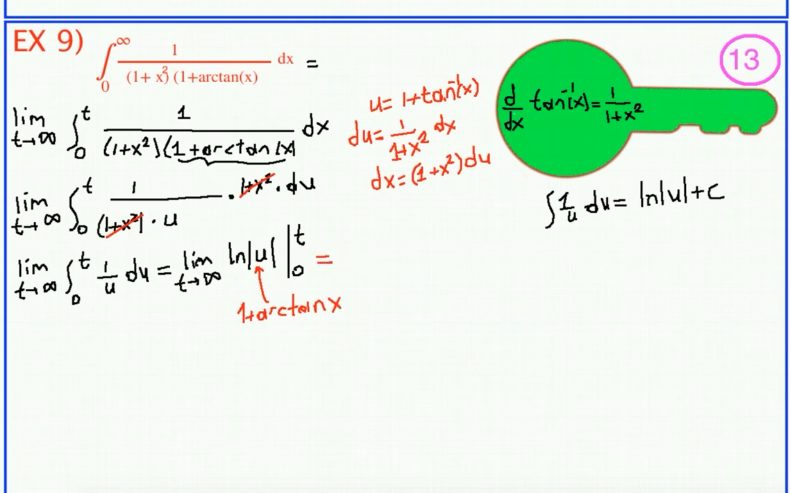So let's evaluate this integral. Limit as t is approaching positive infinity. So f of b minus f of a. F of b is ln of 1 plus arctangent of t, minus ln of 1 plus arctangent of the lower boundary 0.